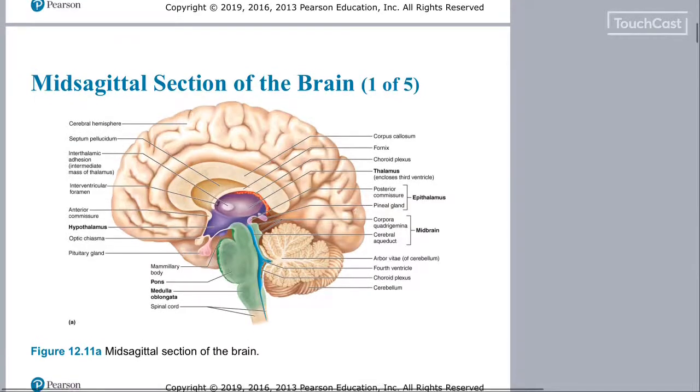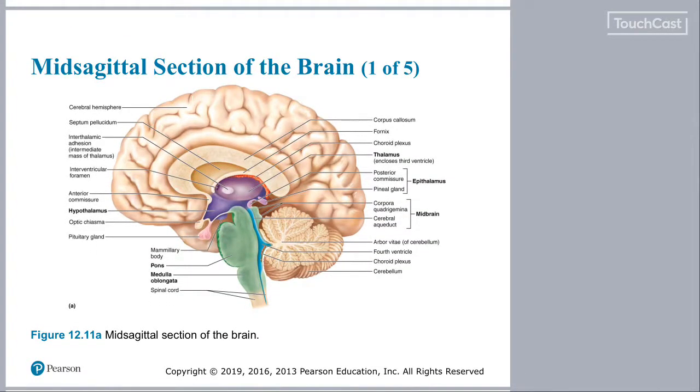If we are looking at a mid-sagittal section of the brain, here we have the hypothalamus, this dark purple structure here. The thalamus, which is going to enclose the third ventricle, is this egg-shaped structure here. One important thing that we see inside of that is this interthalamic adhesion, which is just the intermediate mass of the thalamus. And then finally we have the epithalamus. That's going to have two parts to it. It's going to have the posterior commissure here, and it's also going to enclose the pineal gland, this light purple structure that we find outside there.